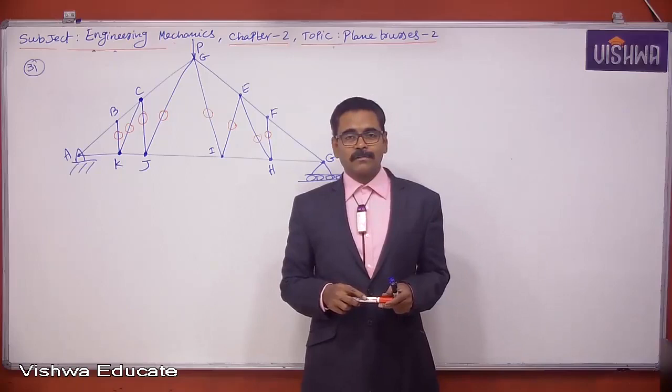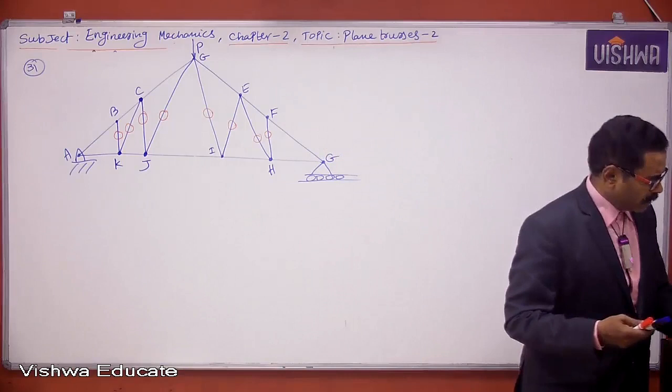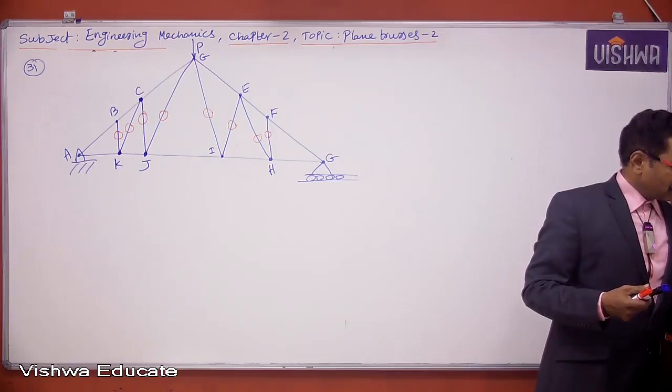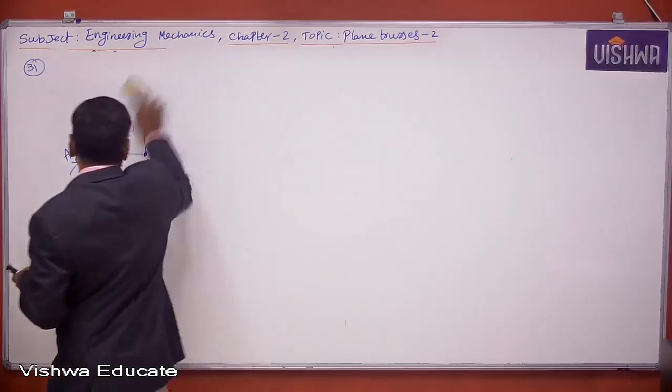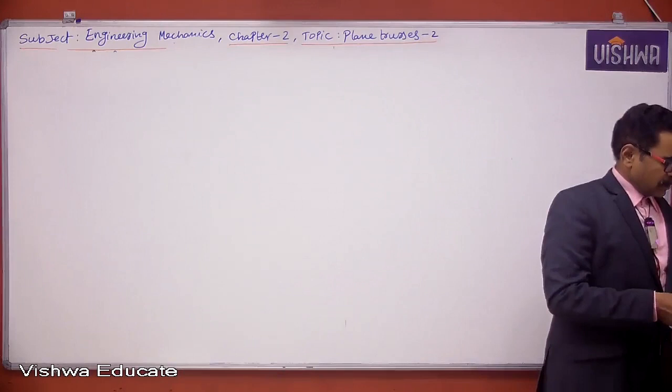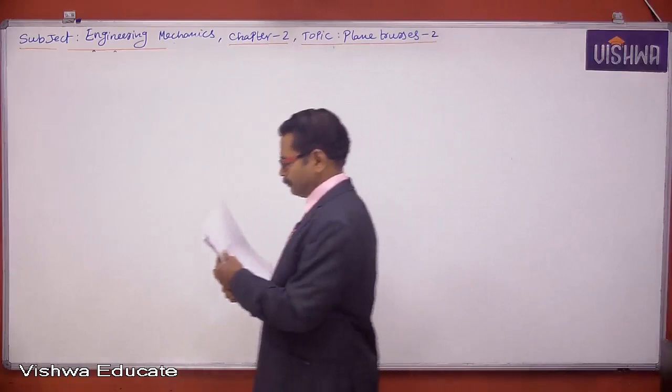So this is numerical number 31. Let's move to another numerical. You may see numerical number 32, from our classroom workbook. You may refer to numerical number 32. This question came in GATE 2004. So here a truss is given.